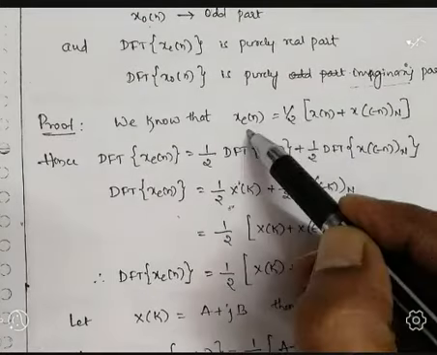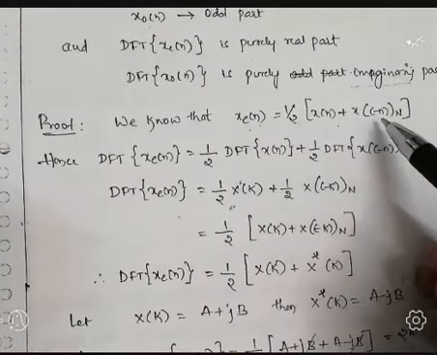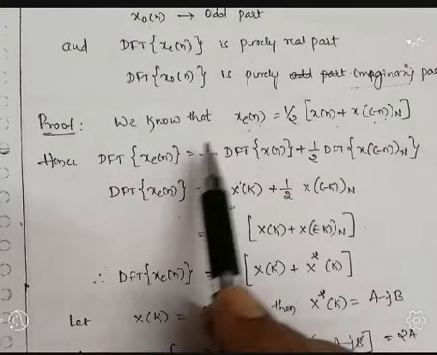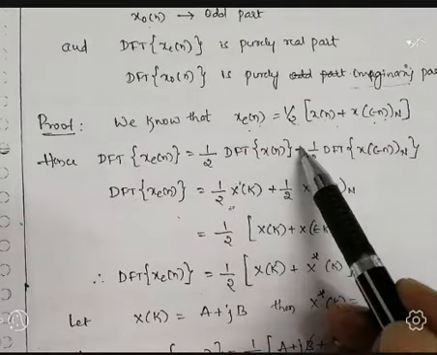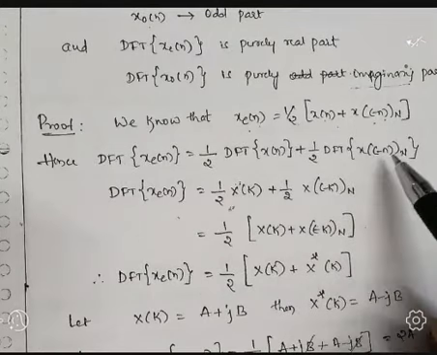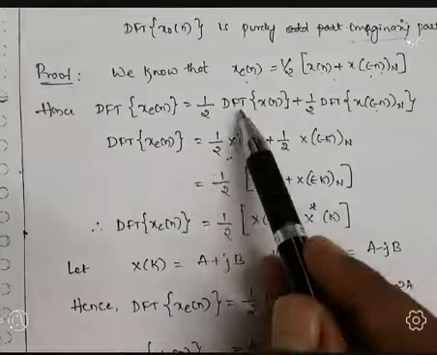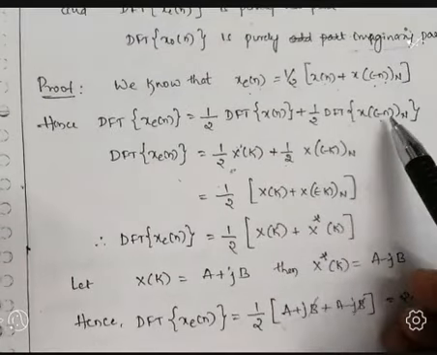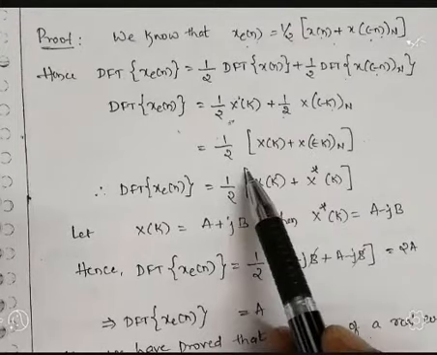The even component of the given signal is expressed as x e of n equal to 1 by 2 times x of n plus x of minus n. If you calculate the DFT for this, the DFT of the even component is equal to 1 by 2 times the DFT of x of n plus 1 by 2 times the DFT of x of minus n. Hence, the DFT of the even component equals 1 by 2 times X of k plus 1 by 2 times X of minus k. Now I will take 1 by 2 outside: X of k plus X of minus k.